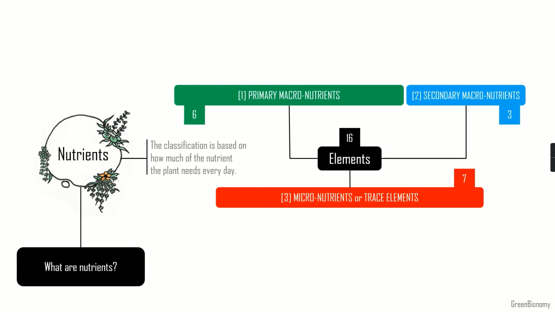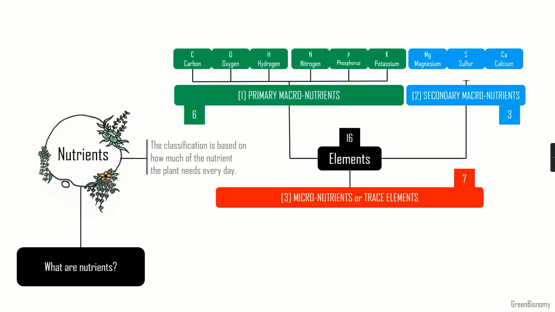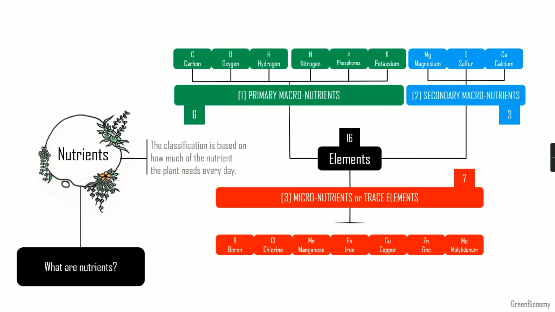Let's see what are the 6 primary macronutrients. We have carbon, oxygen, hydrogen, also have nitrogen, phosphorus, and potassium. In the secondary macronutrients, we have magnesium, sulfur, and calcium. And in the trace elements, we have boron, chlorine, manganese, iron, copper, zinc, and molybdenum. I'm not even sure I'm pronouncing these right, but these are the 16 elements we have.